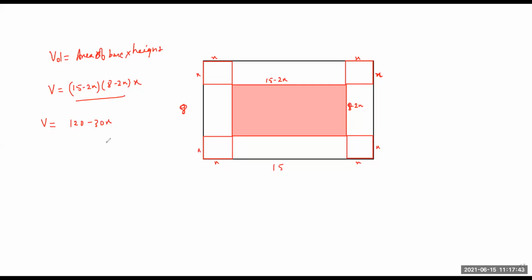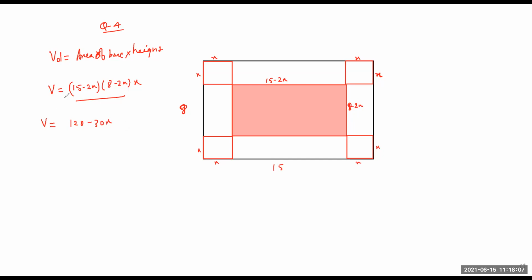Okay. So this is question number 4 from the given sheet. The volume is area of base into height. If you cut a square from all 4 corners, then this square will be bending up. So the only base which is left is (15 minus 2x) into (8 minus 2x), and x will act as the height.